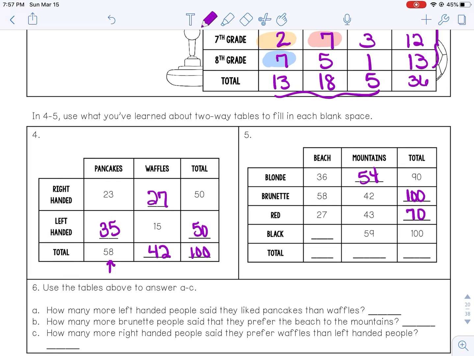Black hair, we don't know how many preferred the beach, but we know there were a total of 100 asked, and 59 of them preferred the mountains. So subtract, and you'll get 41. Okay, so now let's add up how many preferred the beach. So we'll add 36, 58, 27, and 41, and that gives us 162. Mountains, 54, 42, 43, 59, that gives us 198. And then on the last one, 90, 100, 70, 100, it's going to give us a total of 360.